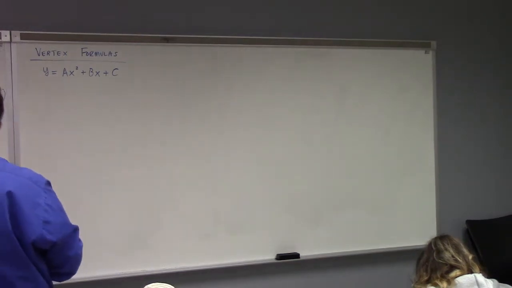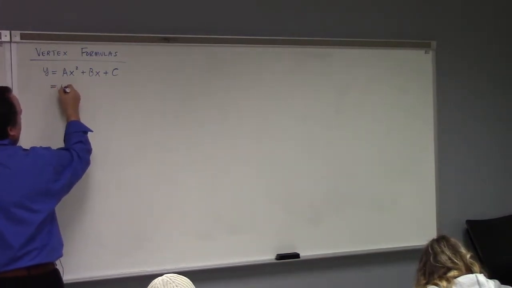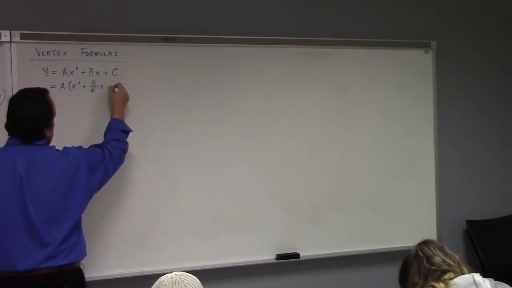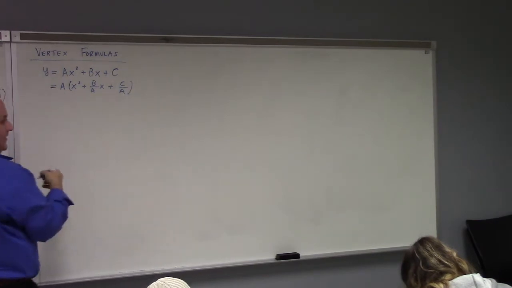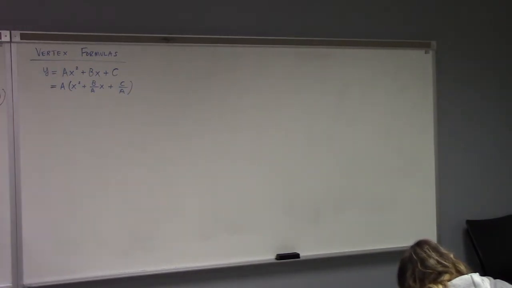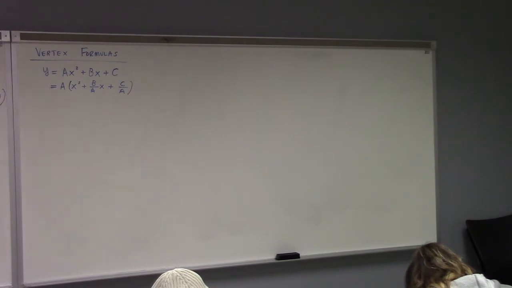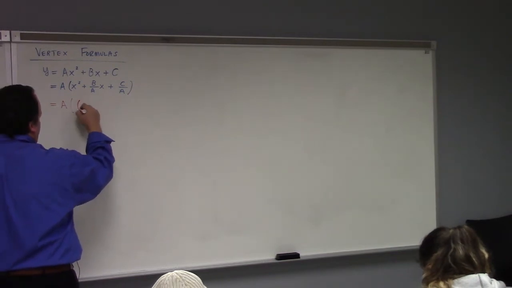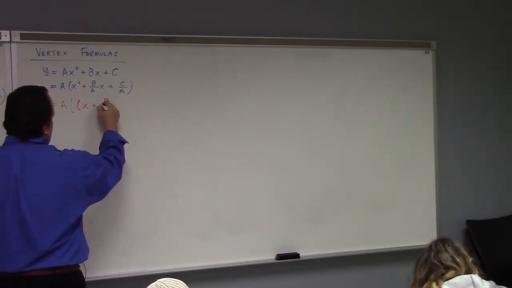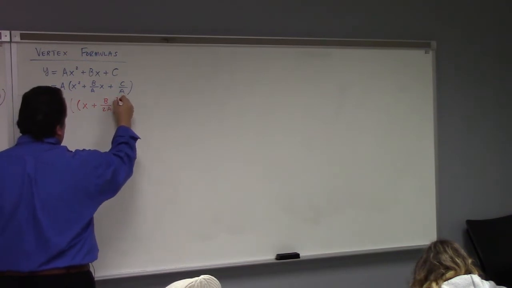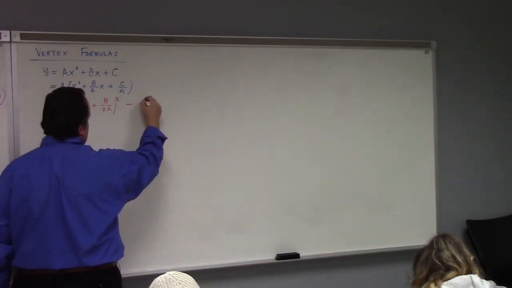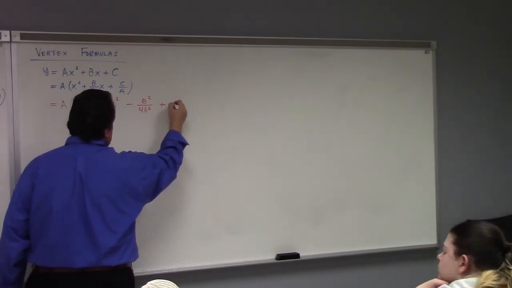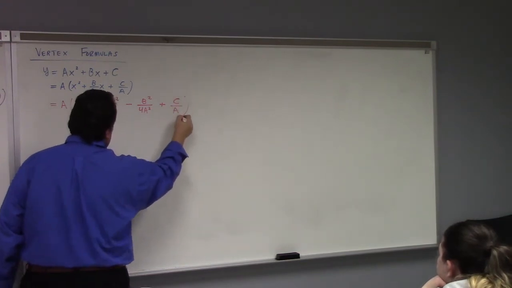First of all, factor out the a. All right, factored a out. Now we can complete the square. Completing the square, we take half of the x coefficient, which is b over 2a in this case, and square that. We have to subtract the square of that, which is b squared over 4a squared. Still got my c over a hanging out over there. So I completed the square.